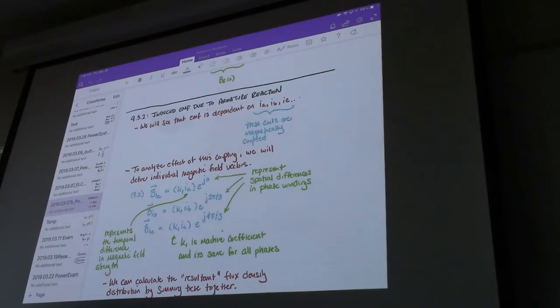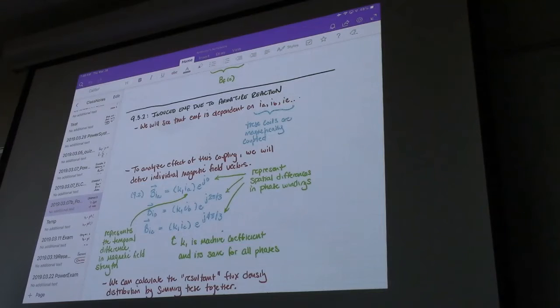And so where we left off was at section 9.3.2, which is the induced EMF due to the armature reaction. And one additional reminder, today I'm also going to assign homework. So there'll be two things that I'm going to be sending out to you. I'm just writing myself a reminder to do that. I'll be sending out the project as well as the homework.